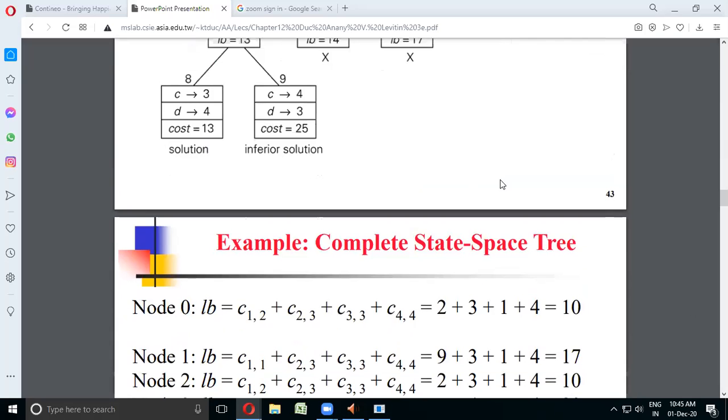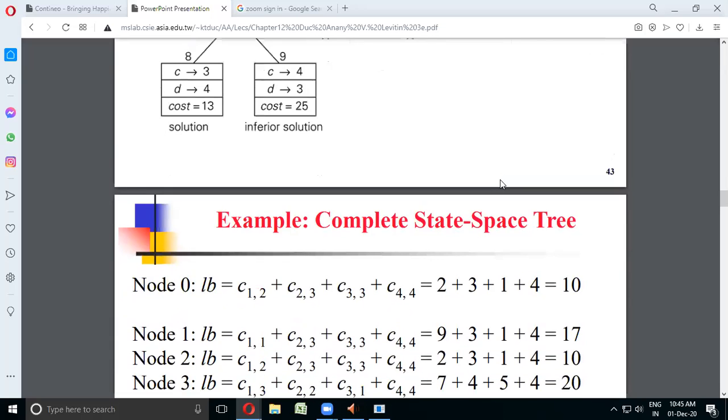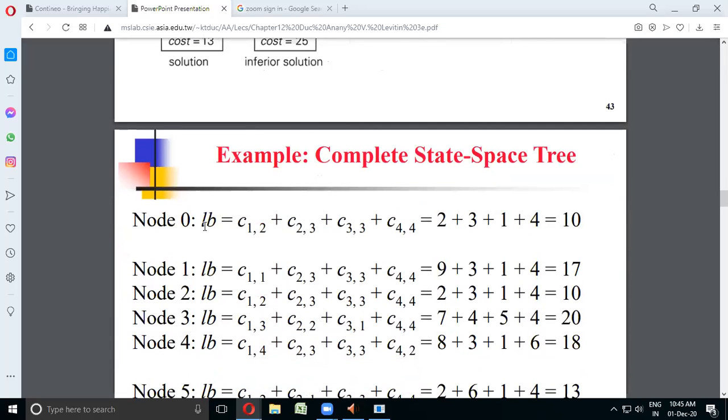So the complete state space tree, how it was drawn is like this. Initially for node 0, what we did was the lower bound. We just picked up the smallest values from each of the rows. So we got the lower bound value as 10.